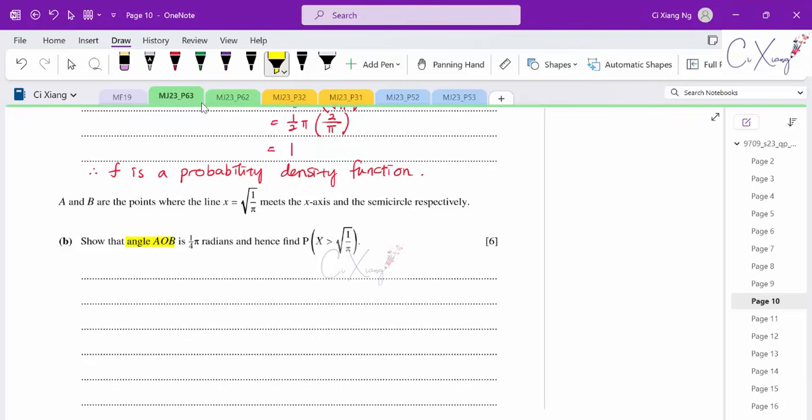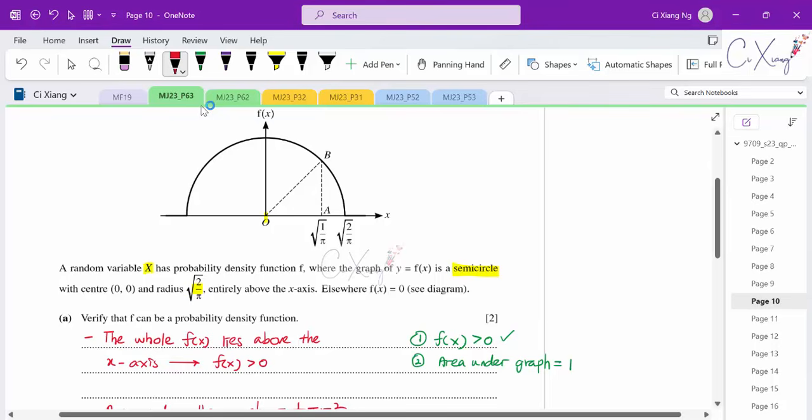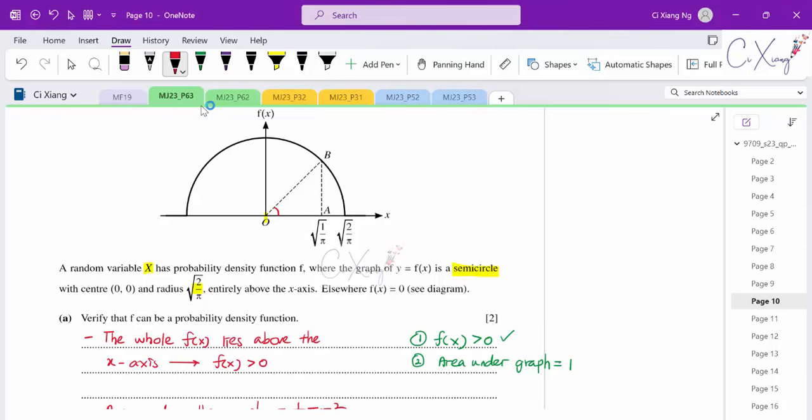To find the angle AOB, which equals pi over 4, we can have a look at the diagram first. We can use the diagram to help us. If I have a look at the diagram here, I'm interested in finding the angle AOB, this one. Before that, maybe I can use some useful information first. I can try to find angle OBA first. How to find the angle OBA? Maybe what I can do is use the length OB.